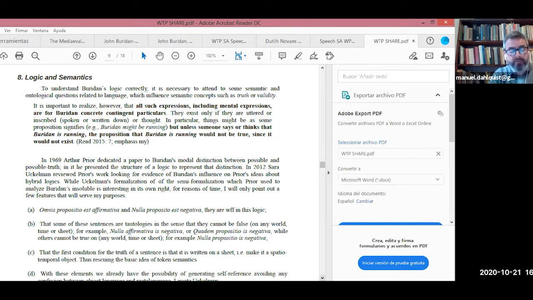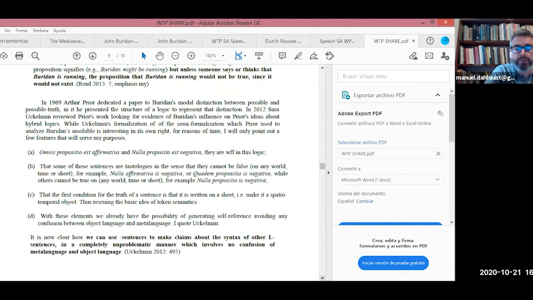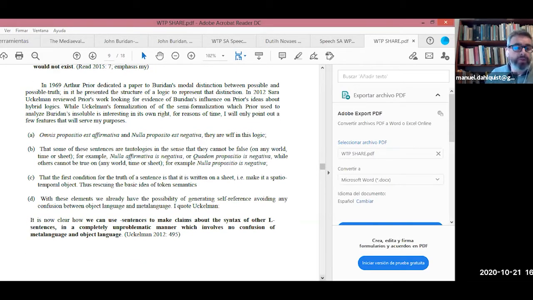We will call it BPU logic, and these are the more important characteristics. A, omnis propositio est affirmativa and nulla propositio est negativa are well-formed formulas in this logic. B, some of the sentences are tautologies in the sense that they cannot be false in any world, time, or sheet. For example, nulla affirmativa est negativa, or quaedam propositio est negativa, while others cannot be true in any world, time, or sheet. For example, nulla propositio est negativa cannot be true, never, in any time, in any world, etc.